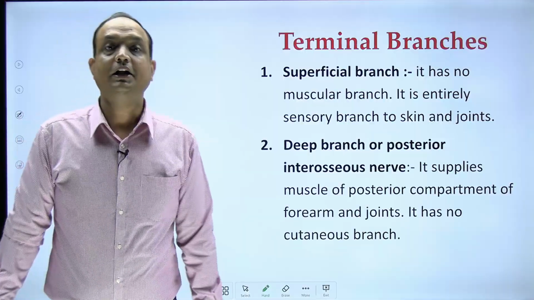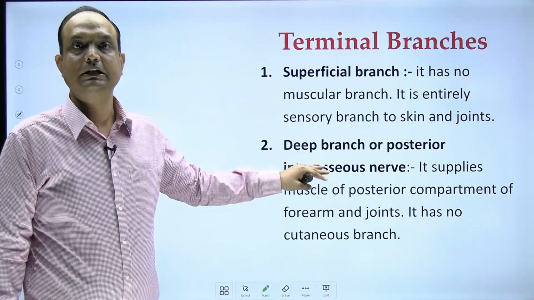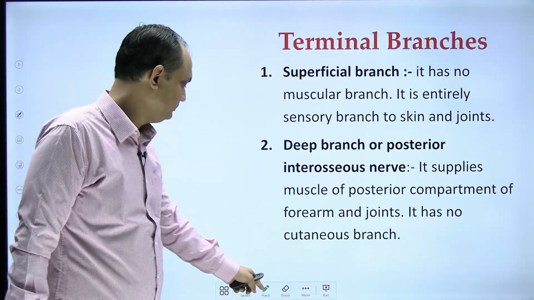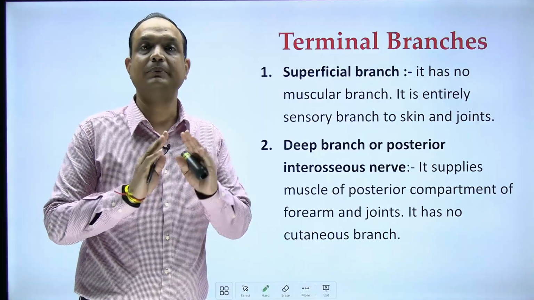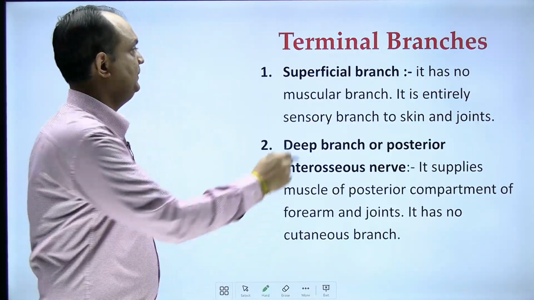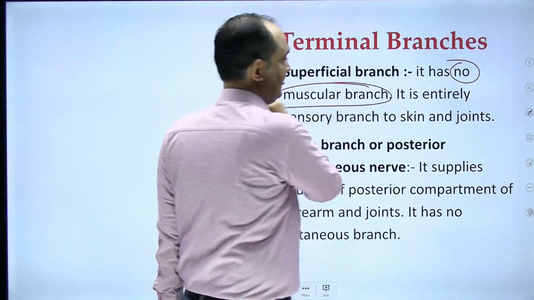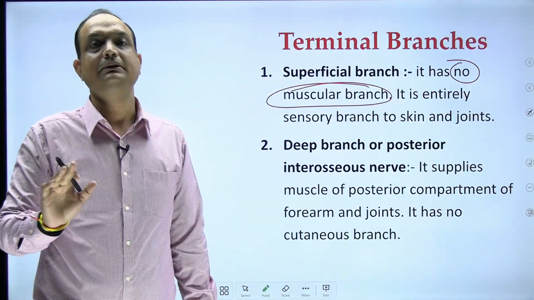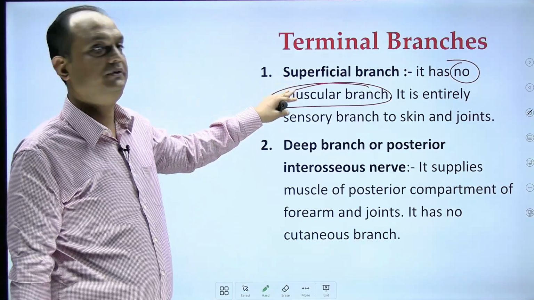Now what are the terminal branches? The terminal branches are the superficial branch and the deep branch. Now there is a very important concept about the superficial branch: it does not supply any muscle. The superficial branch supplies no muscle. It purely supplies the skin and some joints. So this is the important thing about the superficial branch.